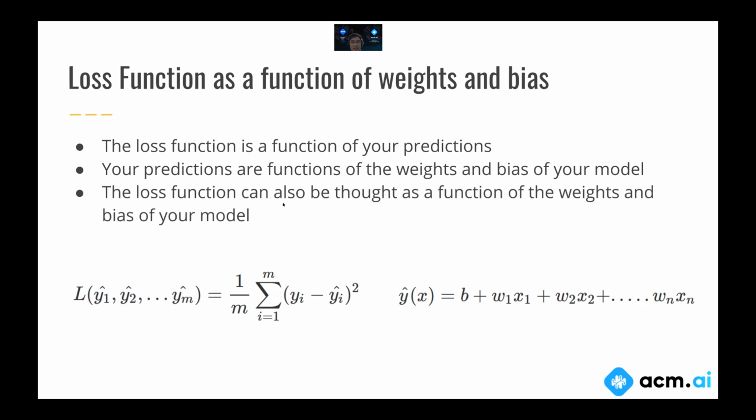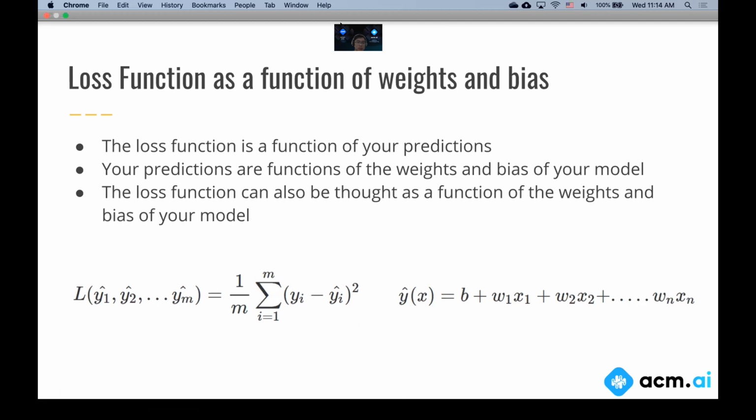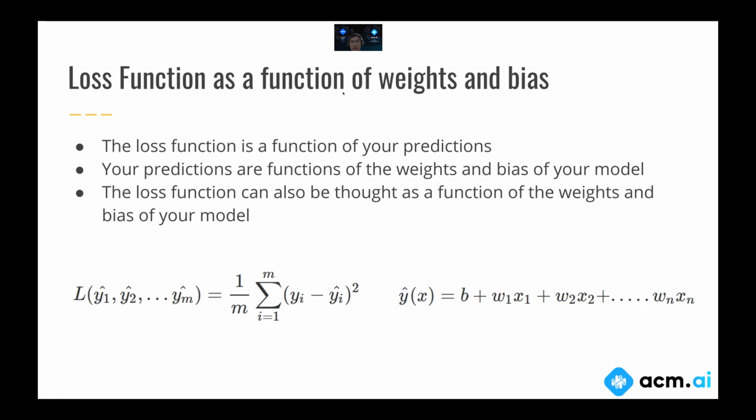So it's not too difficult to see why the loss function is also a function of the weights and bias of your model. You can verify this by plugging y hat, which is our prediction, into our loss function as input. If you do that, you can rewrite your loss function just in terms of all the weights and bias, as well as your target value, which is y, and your features, which is x.